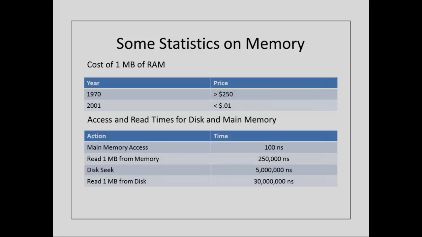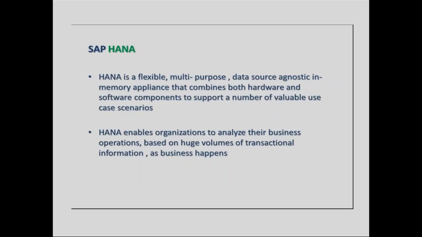And this is the fundamental definition of it. So HANA is a flexible, multi-purpose, data source agnostic in-memory appliance that combines both hardware and software. So it is flexible, multi-purpose, data source agnostic. One word, data source agnostic. One word, data source agnostic. Got a lot of revenues to SAP.